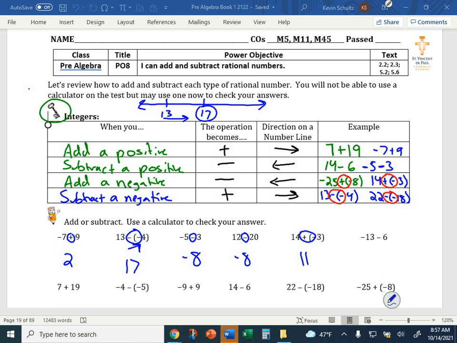Negative 13 minus 6. Where do we start? Negative 13. Which direction on the number line do we go? Yeah. Left. Right? Because in between the numbers, I see that negative sign. Just one of them. We're going left. How far? 6. So what's our answer? Negative 19. Attaboy.